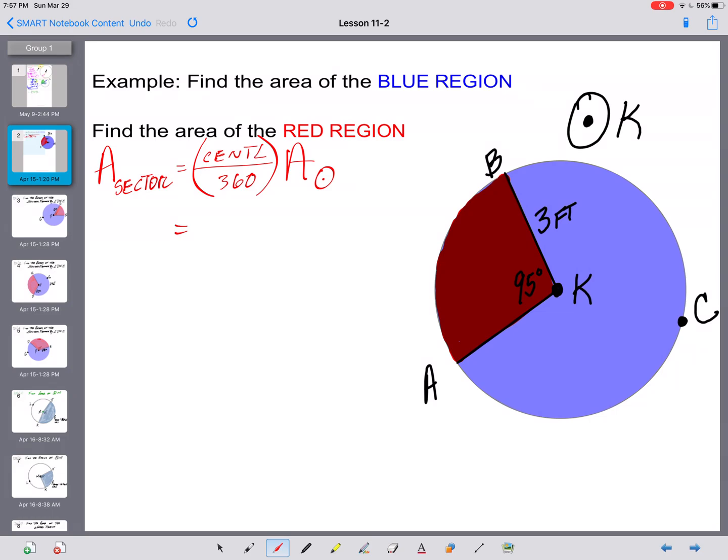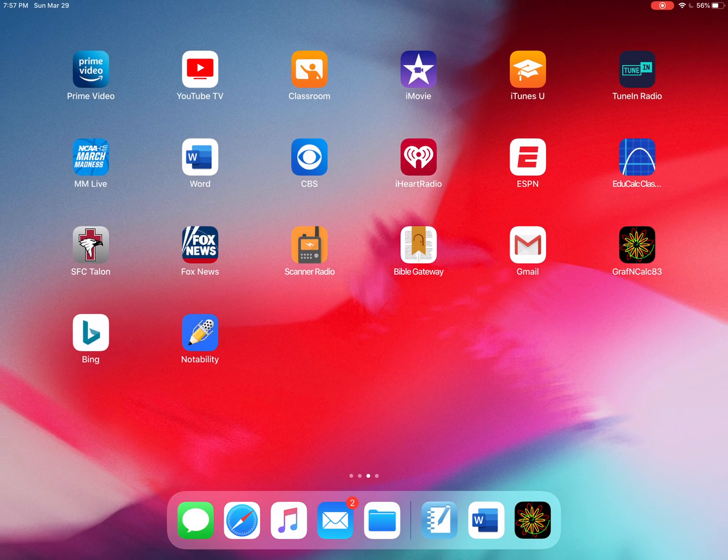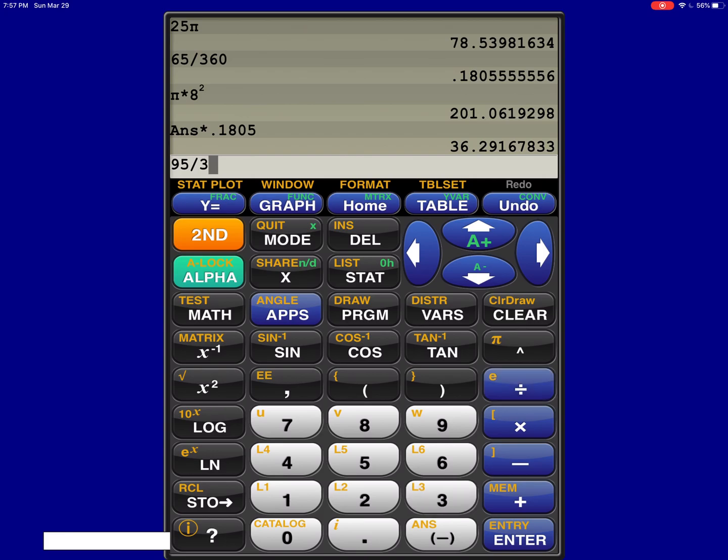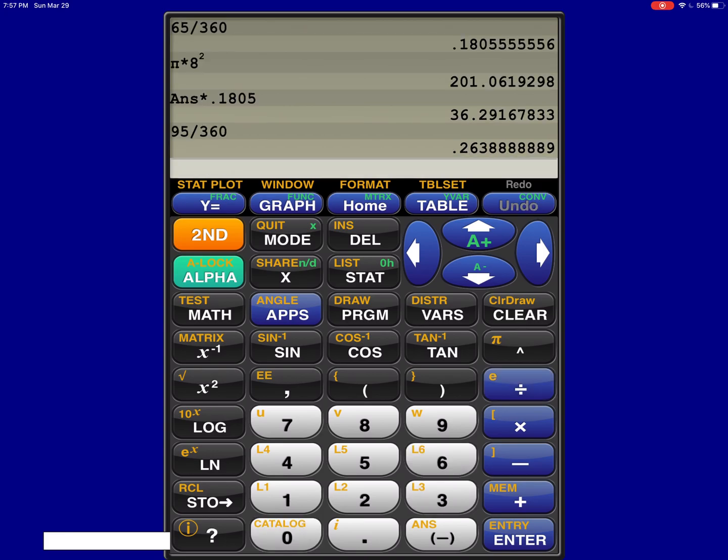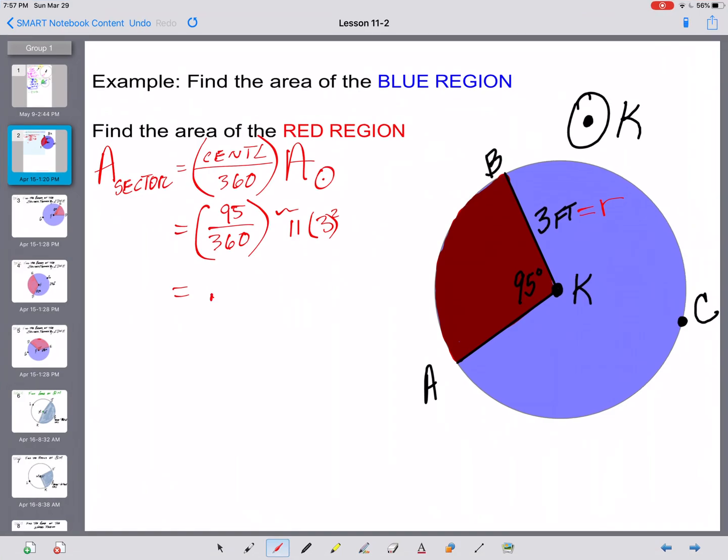So here it is. Central angle, what is it? It might be hard to see, but it's 95. 95 over 360. Area of the whole circle, pi r squared. And what do they give us right there? They give us the radius. So that's going to be pi times 3 squared. I'm going to do it in two steps. First, 95 divided by 360. Nice. 0.2638.